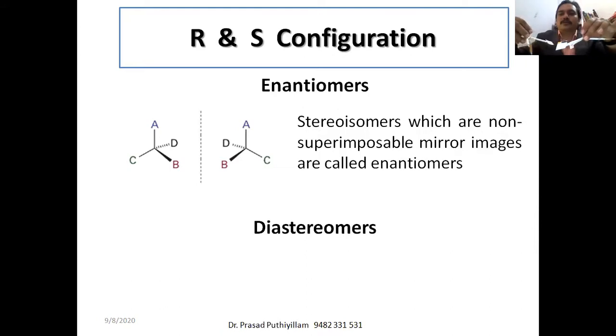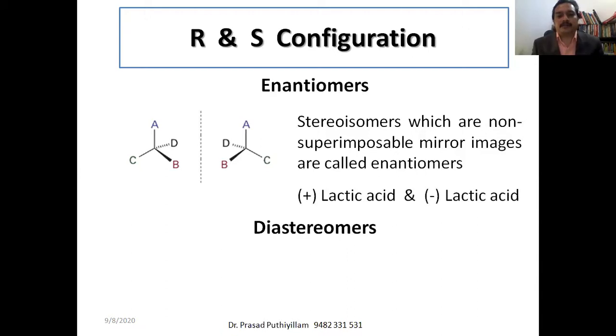So these two molecules are non-superimposable, and they look like mirror images. So these are two different molecules. However you arrange them, you cannot superimpose the atoms. If two atoms come near, the other two atoms will be different because of the tetrahedral shape. Therefore, we can say that they are enantiomers. So stereoisomers which are non-superimposable mirror images are called enantiomers.